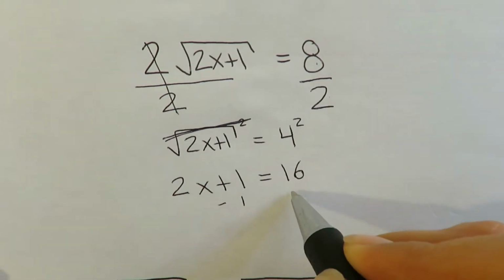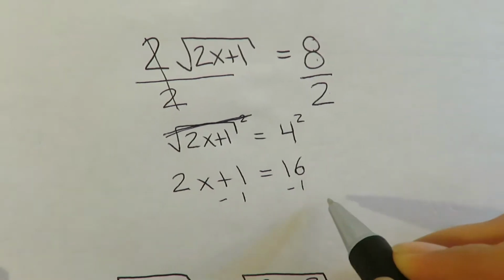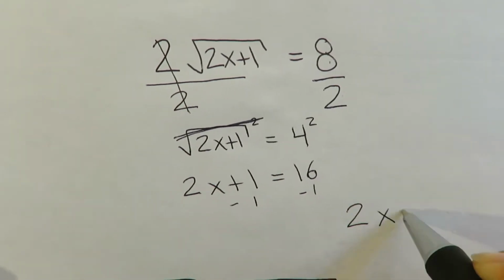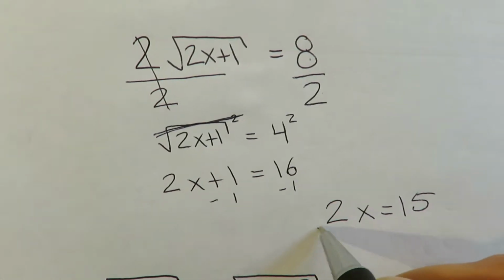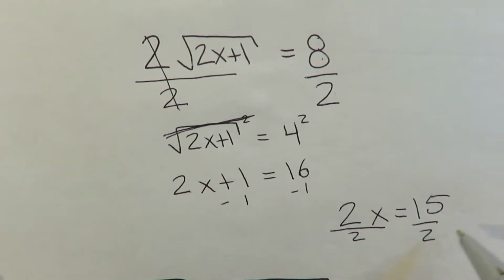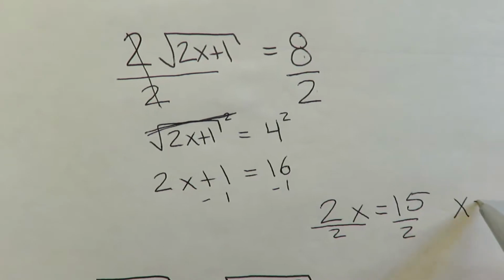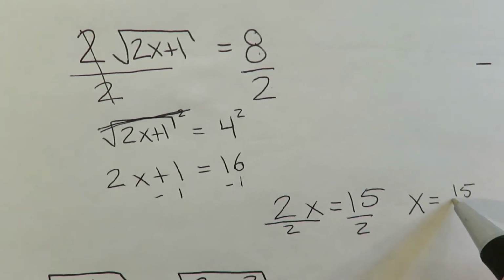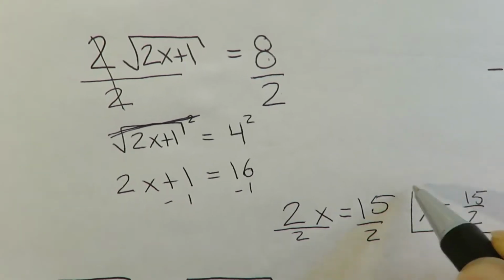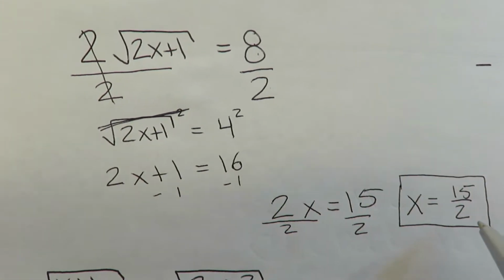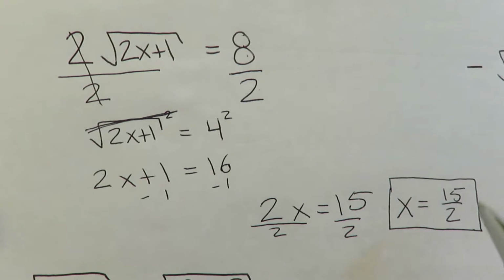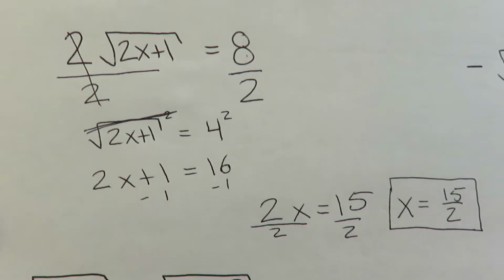I'm going to get rid of that 1, get rid of that 1, so I end up with 2x equals 15, and I can divide by 2 and divide by 2, and I'll get that x equals 15 over 2. If it's not going to come out to a whole number, you can definitely just leave it as a fraction, as long as that fraction can't be reduced anymore.